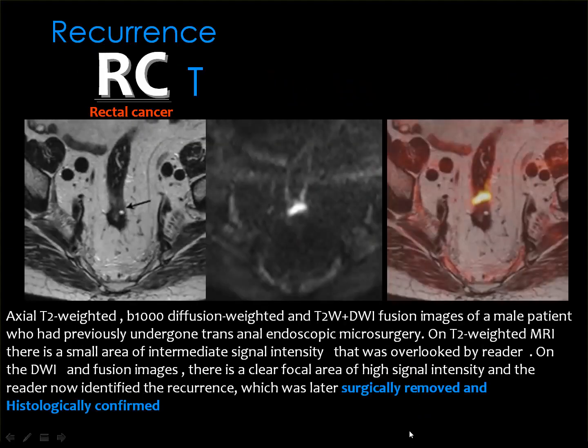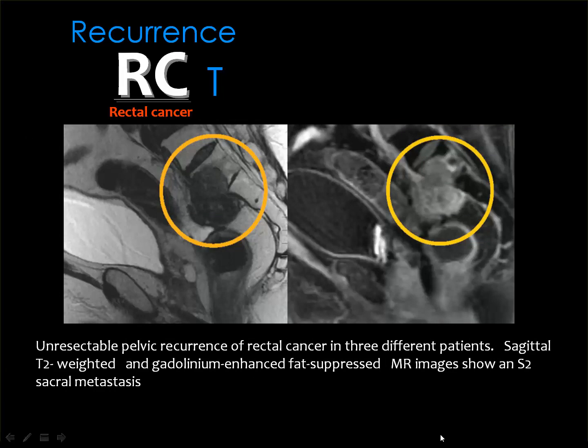And this is an example of local recurrence that has been missed in the MR T2 weighted image, but is seen very clearly in the diffusion weighted image. Then if you combine both images, you get the exact site of the lesion, which has been confirmed surgically.